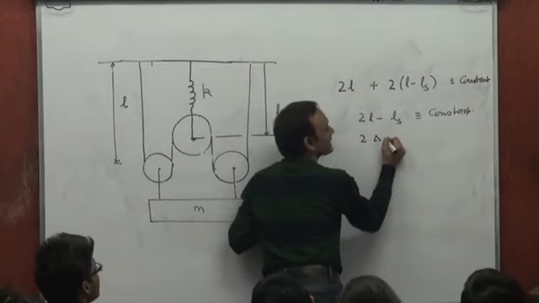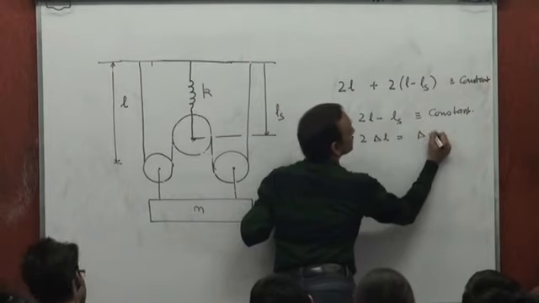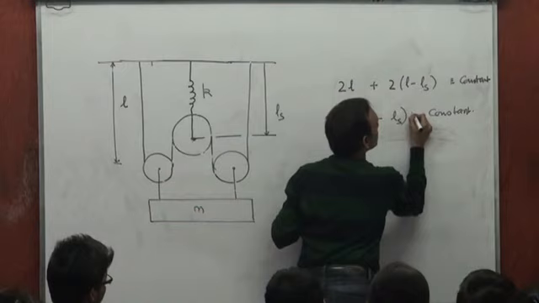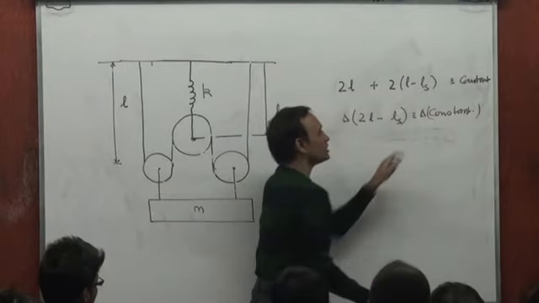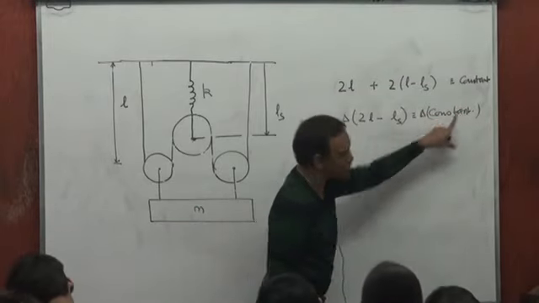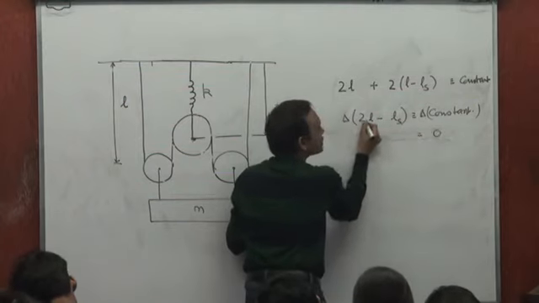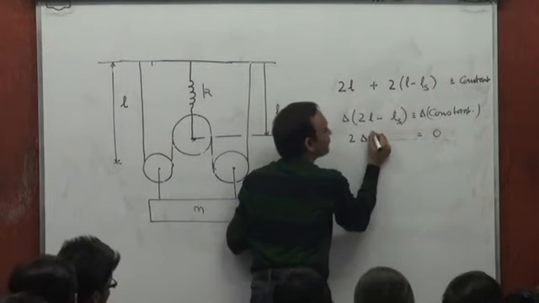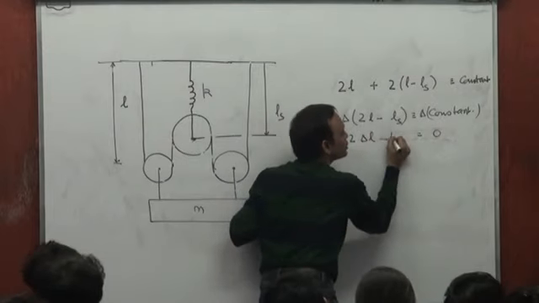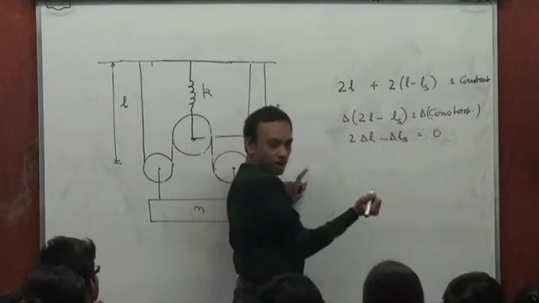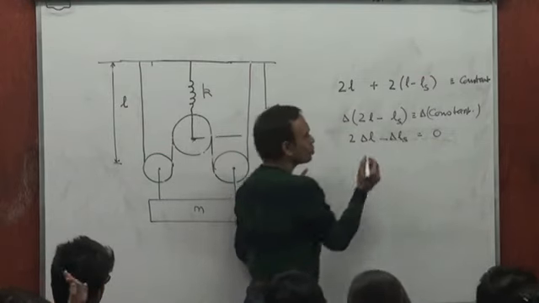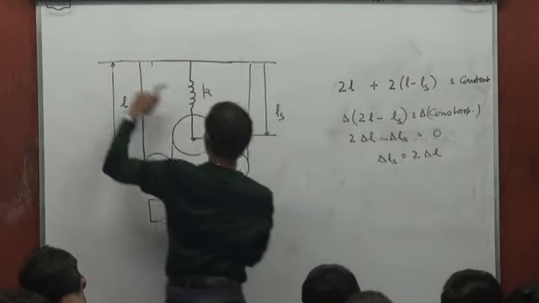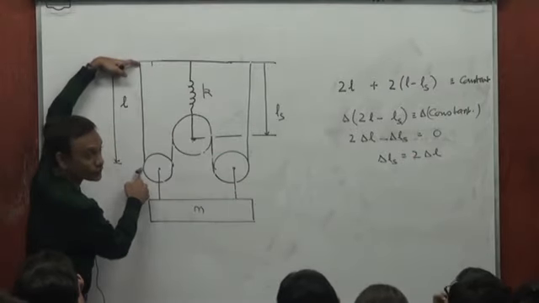That means 2 times change in L would be change in Ls. Why? Because if I take change of this, that must be the change of a constant, but change in a constant is 0. And change of this, change of 2 times L would be 2 times change of L minus change of the spring length. That's 0. Yes or no? So change in spring length would be 2 times the change in this L. Change in this L. Yes or no?